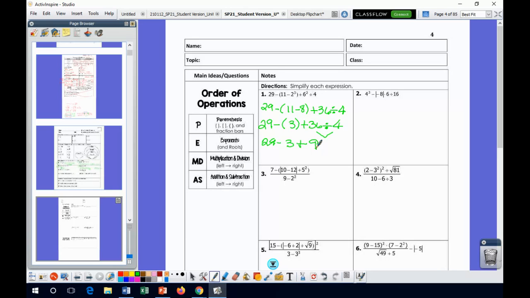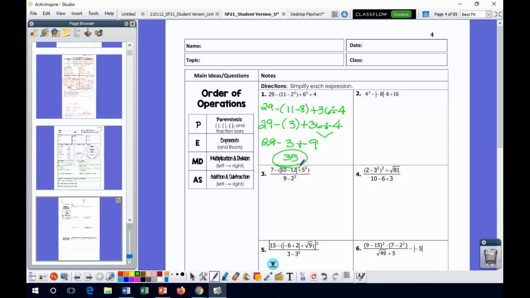So then finish it up. We do addition and subtraction, left to right. 29 minus 3 is 26, and 26 plus 9 is 35. Perfect. And then circle your answer.